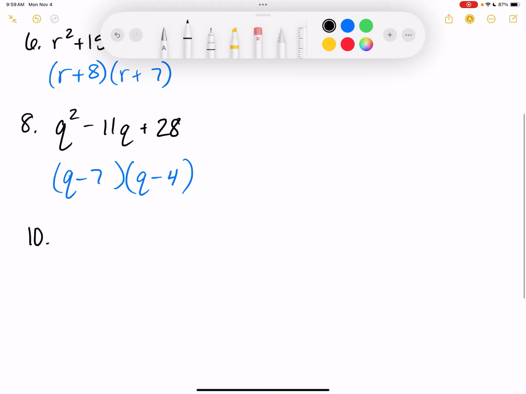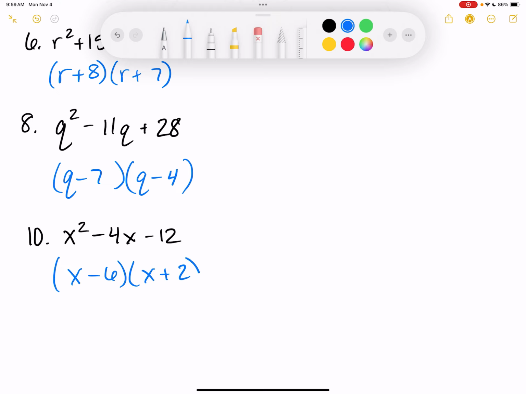All right, 10. x squared minus 4x minus 12. Factors of negative 12 that give me negative 4. 6 times negative 2? No, negative 6 times positive 2, because I need a negative 4. So x minus 6, x plus 2. And you can write these in either order. Just to be clear, I could write the x plus 2, then the x minus 6, because the commutative property lets me do that.